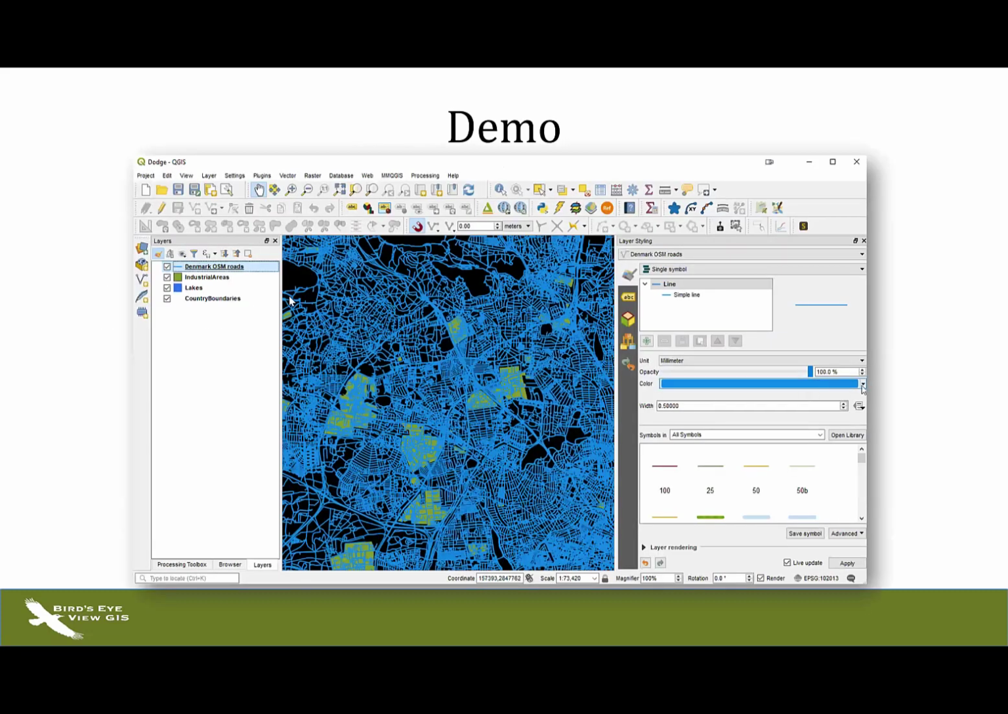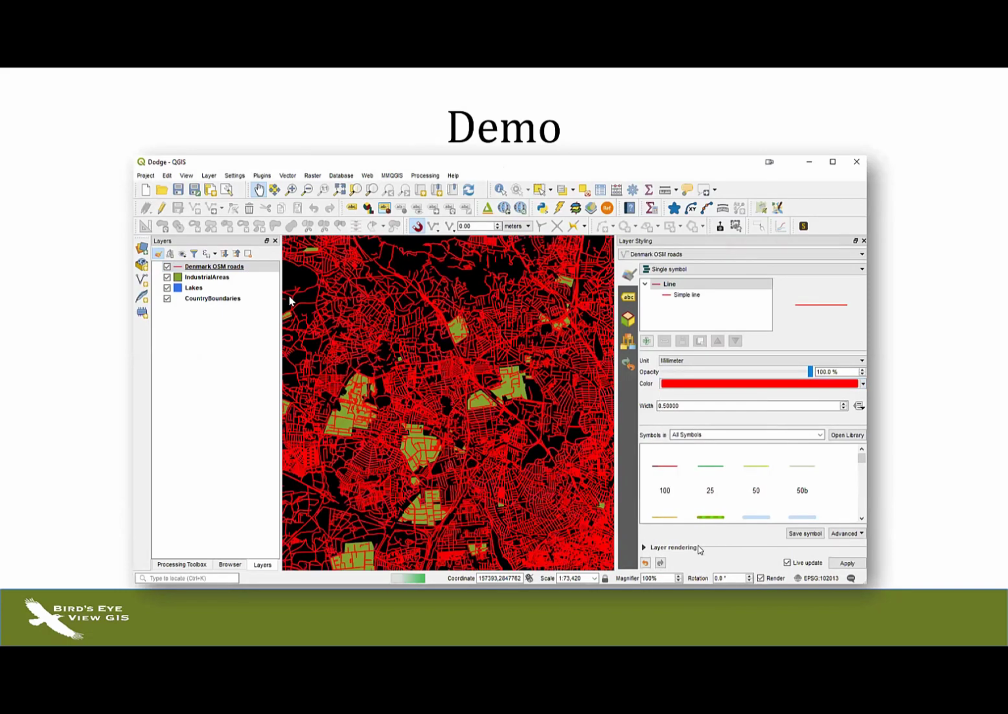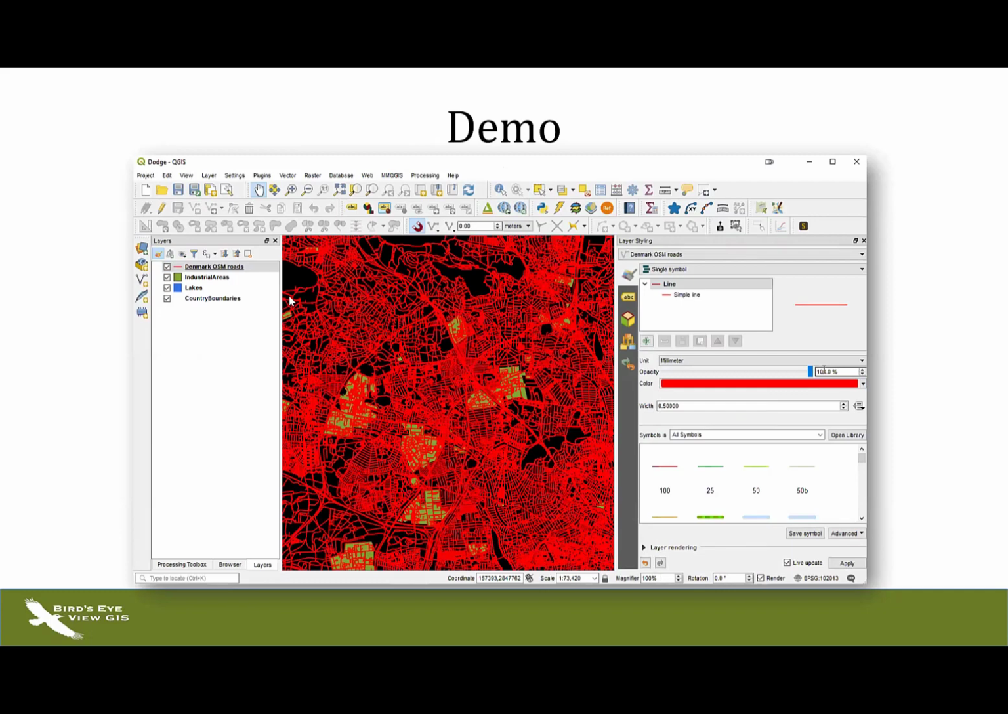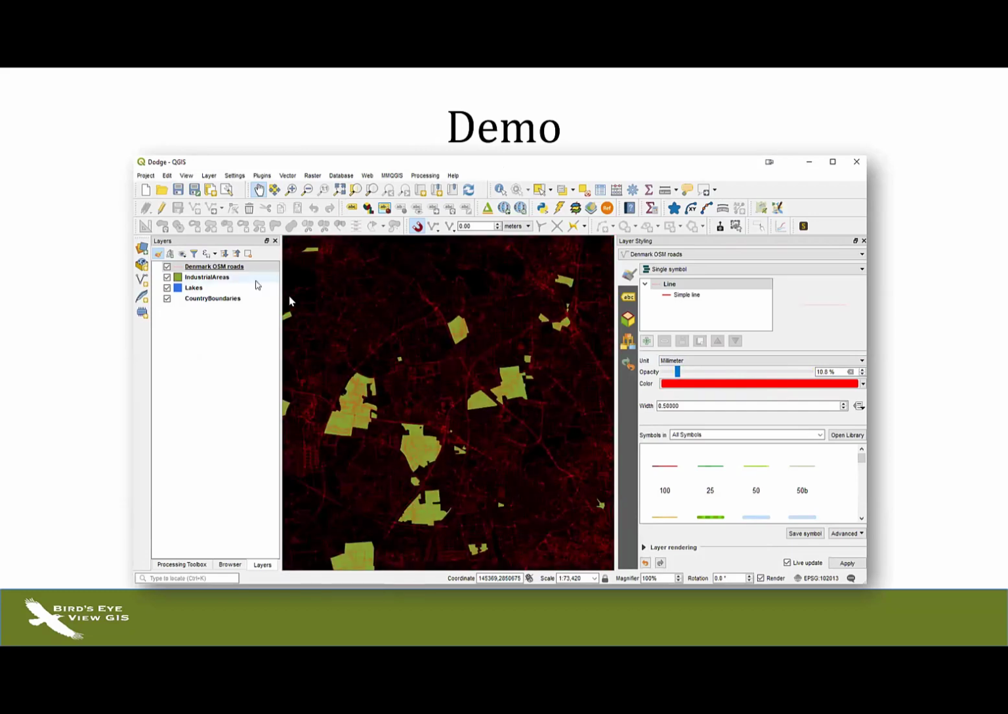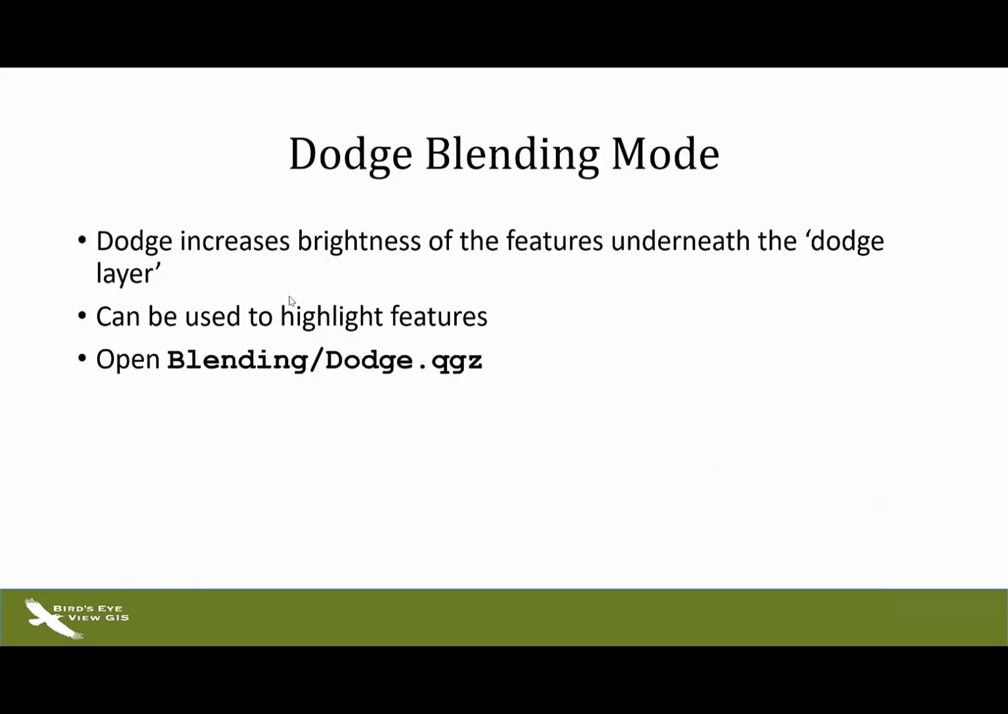When you open up this Dodge project, you're looking again at some of the same kind of data you were looking at in the previous one. It's roads around Copenhagen, and we also have these industrial areas. Let me back up a little bit. What Dodge does is increase the brightness of features underneath whatever layer you're applying the Dodge blending mode to. So in this case, we're going to move the roads to be underneath the industrial areas, and we're going to set some specific colors for both the roads and the industrial areas.